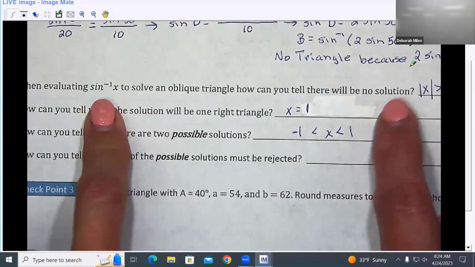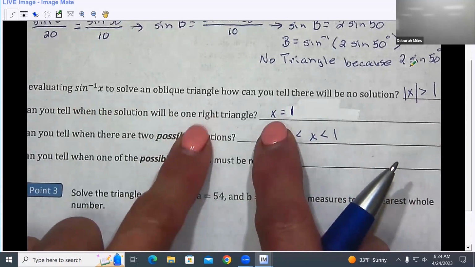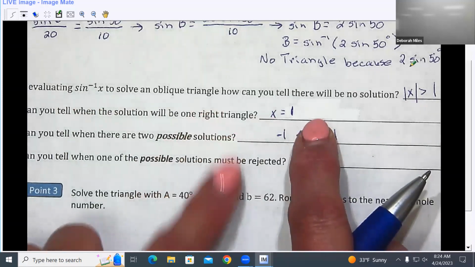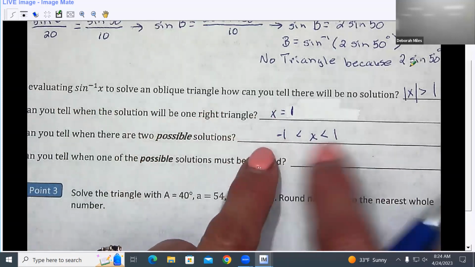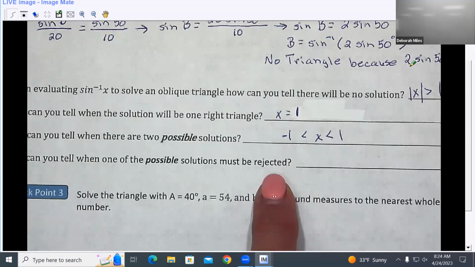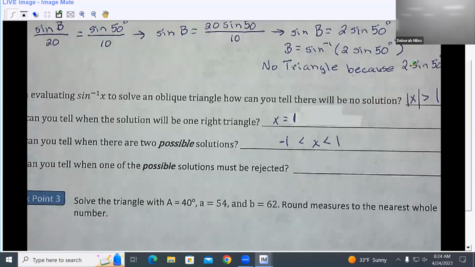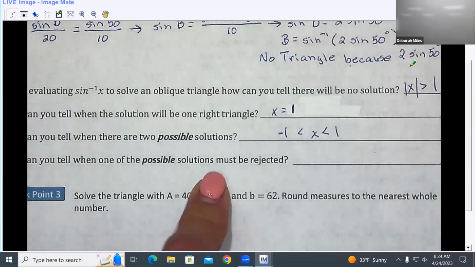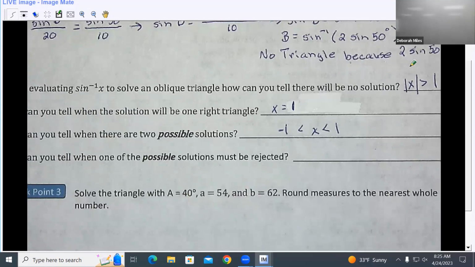So no solution when X is greater than 1 or less than -1, one right triangle when X equals exactly 1, and then two possible triangles when X is between -1 and 1, not including -1 and 1. Let's save this fourth question for a minute, do a checkpoint 3, and then see if we can answer. Could there be, looks like if there are going to be two triangles, but for some reason, one of them has to be rejected. That's going to be the real nuisance.